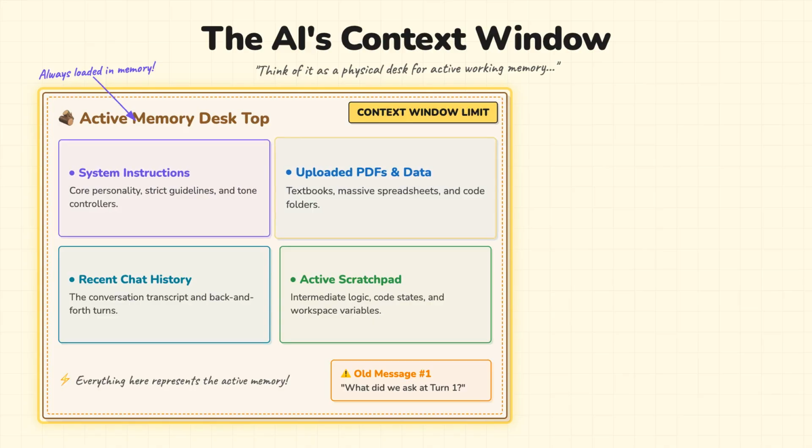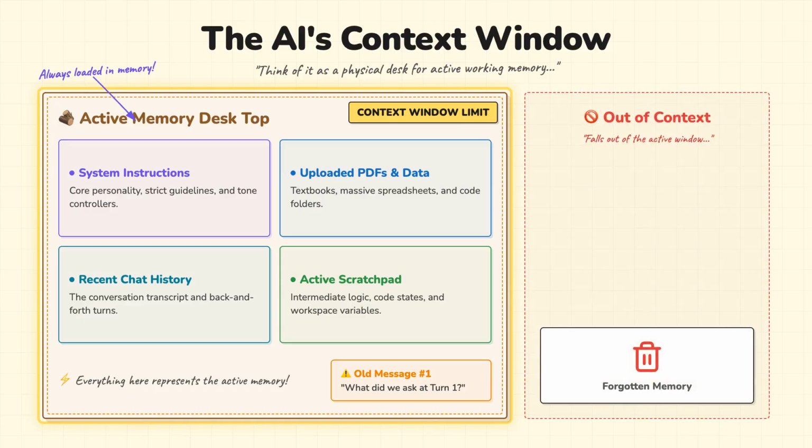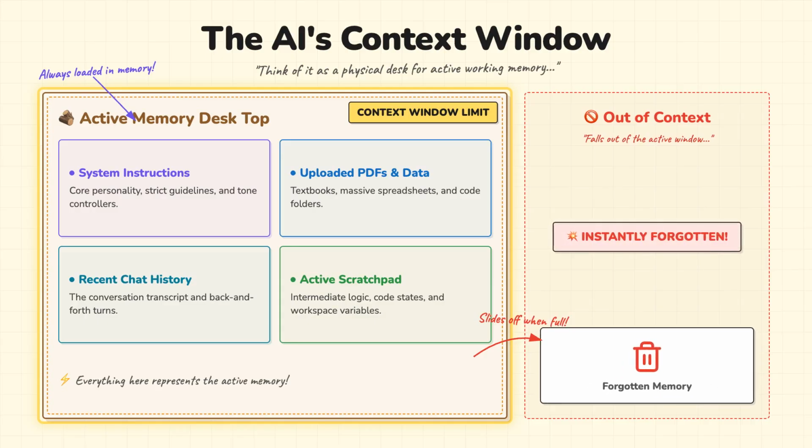In the AI world, that desk is the context window. It's the total collection of current messages, uploaded files, and system instructions that the model can see at this very second. But here's the catch. Just like physical papers can slide off a cluttered desk and get lost, if information falls out of the AI's context window, it is instantly and completely forgotten.